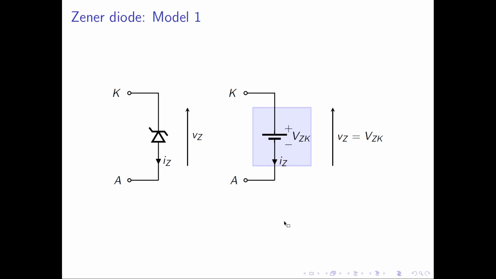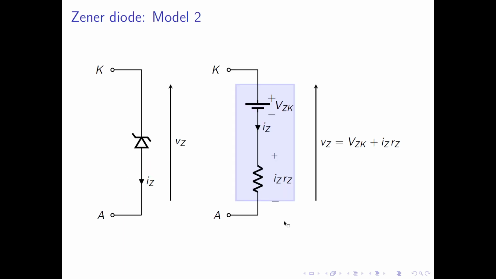To have a slightly more sophisticated model, the sensible thing to do would be to include the non-infinite conductance when in reverse breakdown. That's very easily taken care of by just including a small series resistor with the Zener battery in the model. As you can see here, the real Zener diode is now being modeled as a battery voltage with terminal voltage VZK in series with a resistor RZ. Now the total voltage across a Zener diode is given by this series combination of VZK, the knee voltage of the Zener diode, and this extra term IZRZ, which clearly goes up as the Zener current increases. This accounts for the fact that when in reverse breakdown, the conductance of the diode is not infinite.